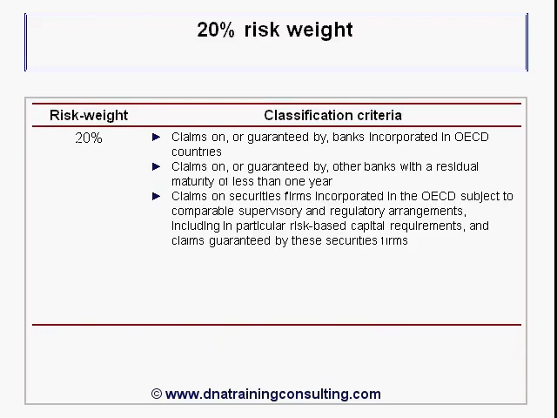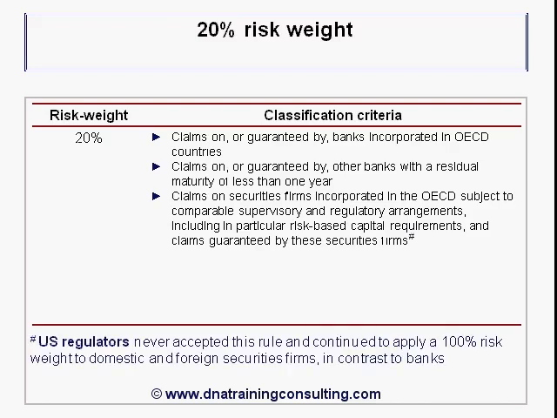Next, claims on securities firms incorporated in the OECD and subject to comparable supervisory and regulatory arrangements, including in particular risk-based capital requirements as banks, and claims guaranteed by these securities firms. Note, however, that US regulators never accepted this rule and continued to apply a 100% risk weight to domestic and foreign securities firms, in contrast to banks.